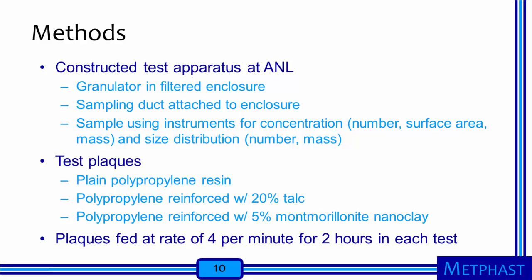We shredded small test plaques of three different polypropylene plastics: plain polypropylene resin, polypropylene resin reinforced with 20% talc by weight, which is a conventional composite plastic, and the nanocomposite, polypropylene resin reinforced by 5% by weight montmorillonite nanoclay. These test plaques were fed into the granulator at a rate of 4 per minute for 2 hours for each of the plastics.